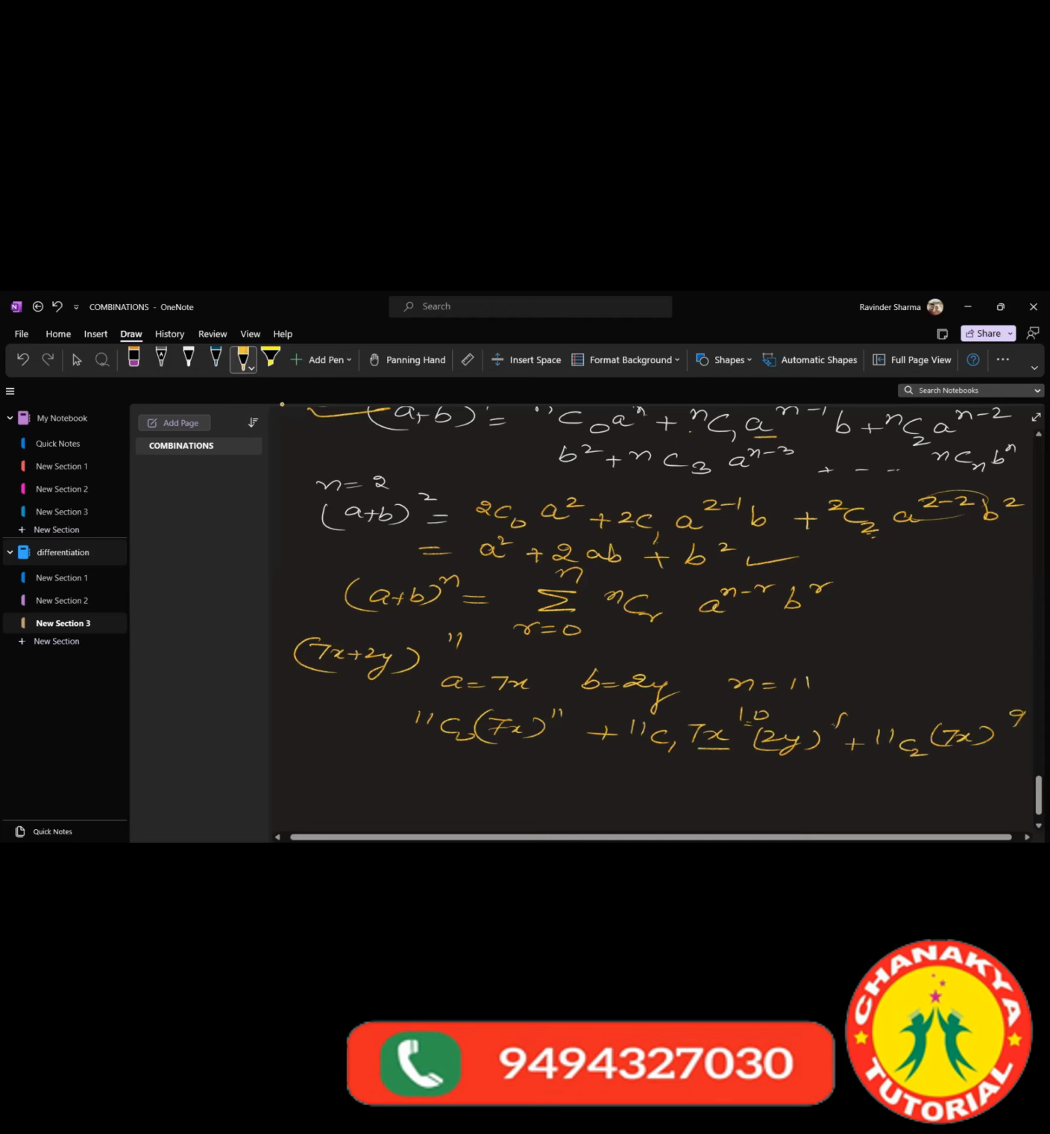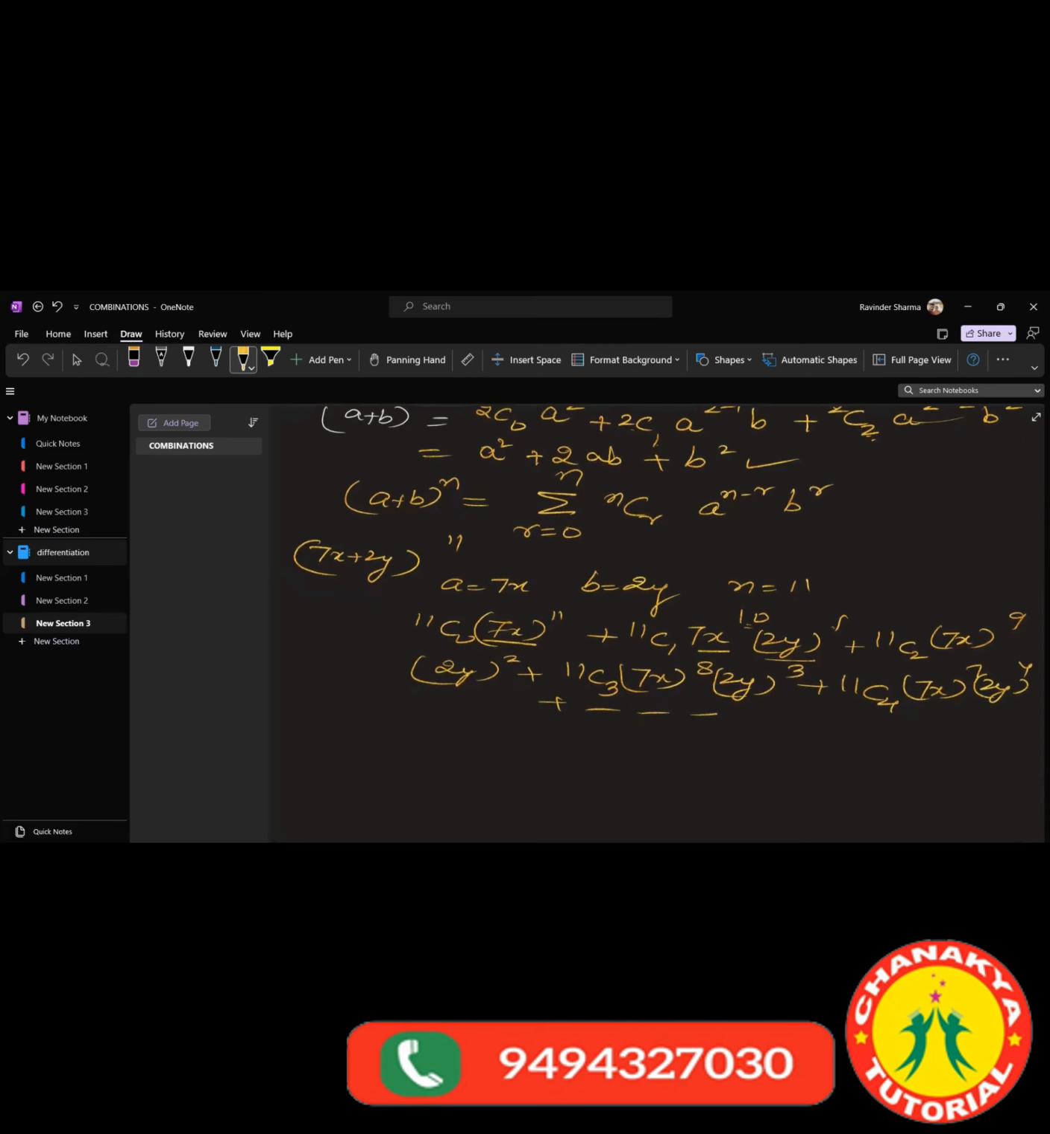So now the powers of A, or you can say 7x, will descend. And the power of B will ascend. Okay, beta? So it will be 2y raised to the power 2, plus 11C3, 7x raised to the power 8 and 2y raised to the power 3, plus 11C4, 7x raised to the power 7 and 2y raised to the power 4. So in this way you can solve. Okay, beta? So this exercise only involves this formula.